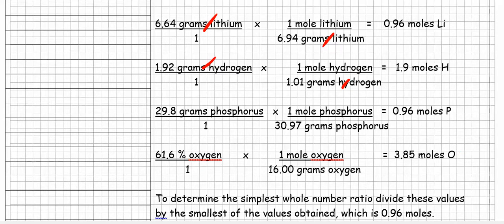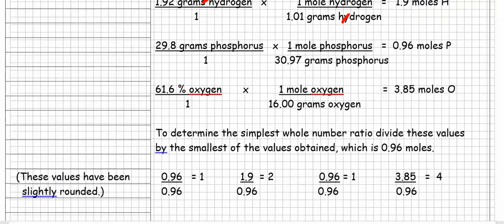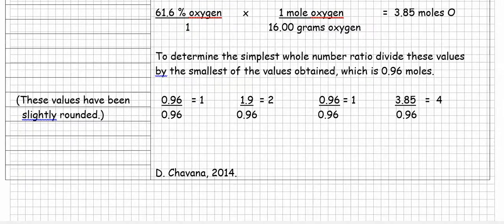Okay? Now, what are we going to do now? What we're going to do is determine the simplest whole number ratio. To do that, we're going to divide these values by the smallest of the values, which is the 0.96. Of the 4 values, 0.96 moles is the smallest. So we'll divide 0.96 by 0.96 and we get 1. 1.9 divided by 0.96, we get about 2. 0.96 divided by 0.96, again 1. And 3.85 divided by 0.96, about 4.